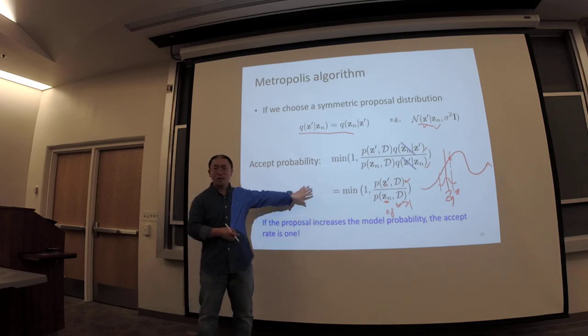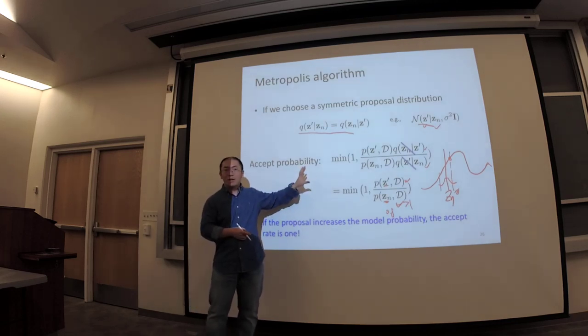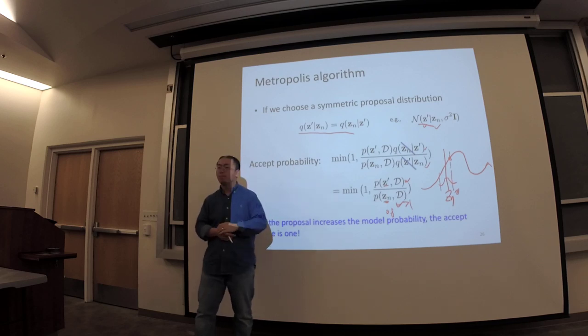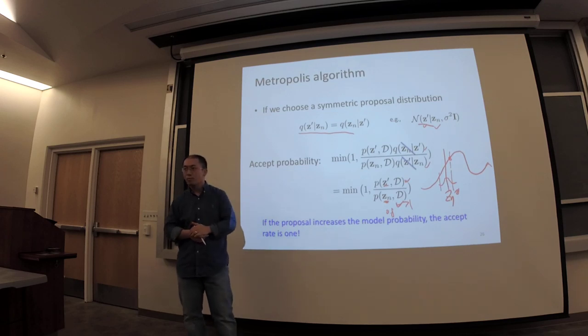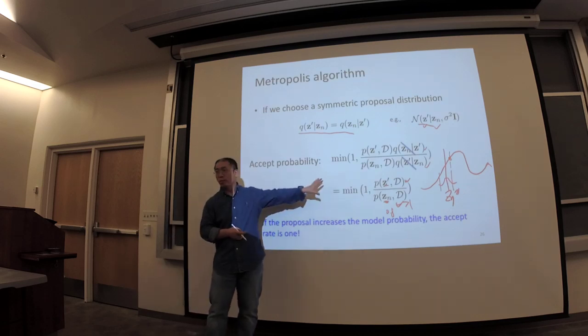So first, this algorithm is correct because the posterior will converge. The chain will converge to the posterior, right? Definitely. In theory, it won't trap. In practice, it will trap. Okay.